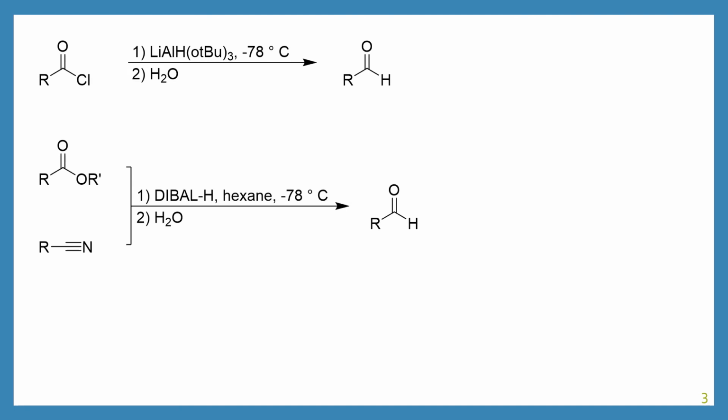So let's see what this looks like in use. You can take an acid chloride, which is our top compound here, and react it with lithium tri-tert-butoxy aluminum hydride at negative 78 degrees Celsius and follow it up with water, and you will synthesize an aldehyde that has the same carbon framework as your acid chloride. So essentially you're just displacing the chloride with a hydride. You can react an ester or a nitrile with DIBAL, and it'll give you an aldehyde.